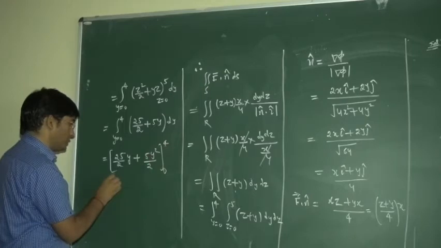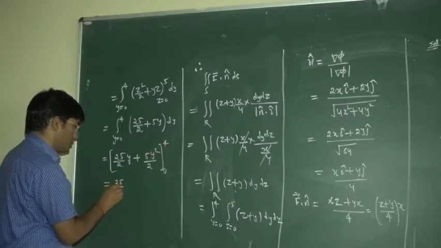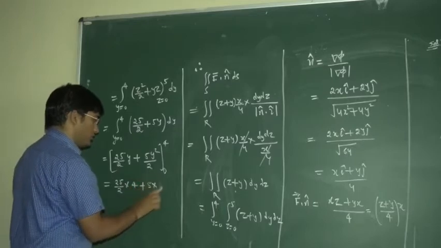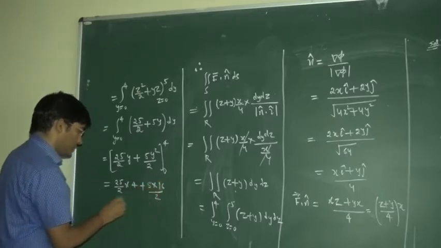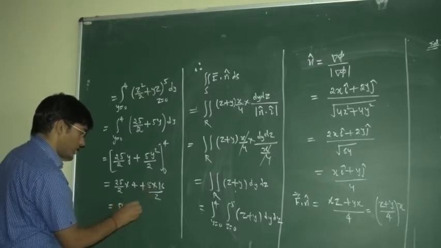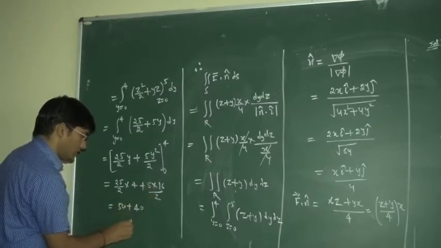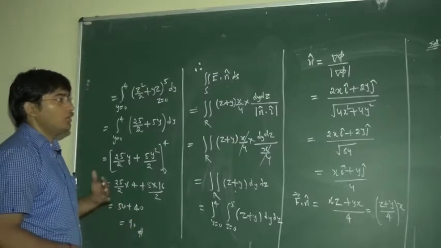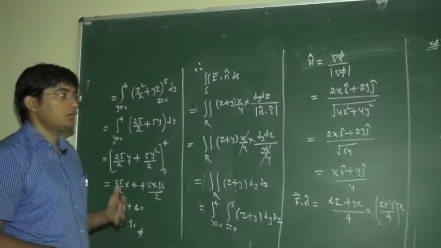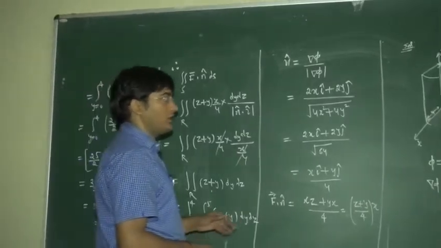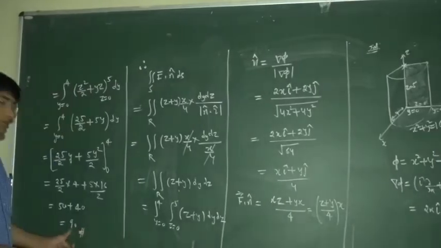So this is equal to 25 upon 2 into 4. Then we have 5 into 16 upon 2. So this is your 50, and then this is your 40, and the answer is 90. So the value of this double integral, when it is evaluated over the cylinder included in the first octant, is equal to 90.